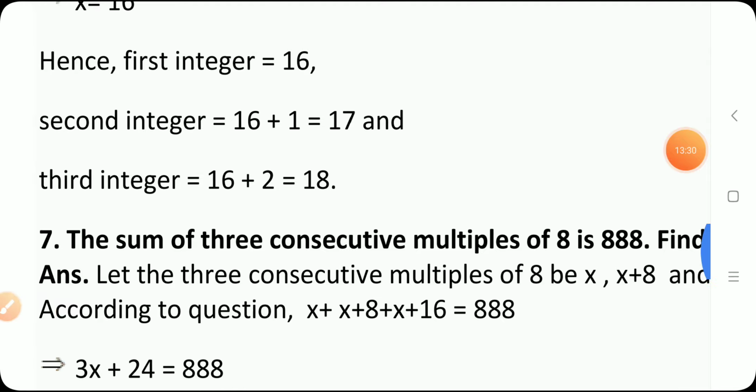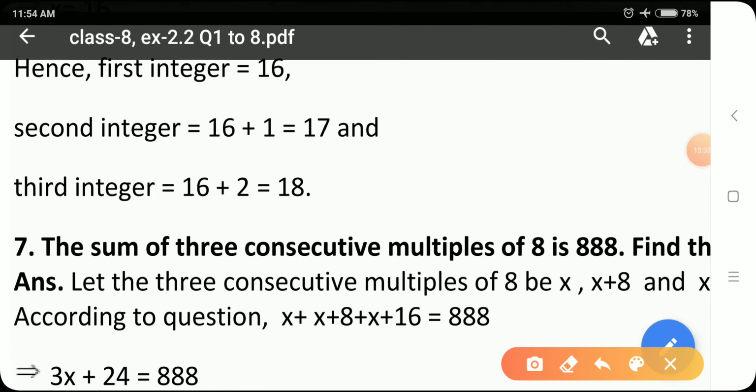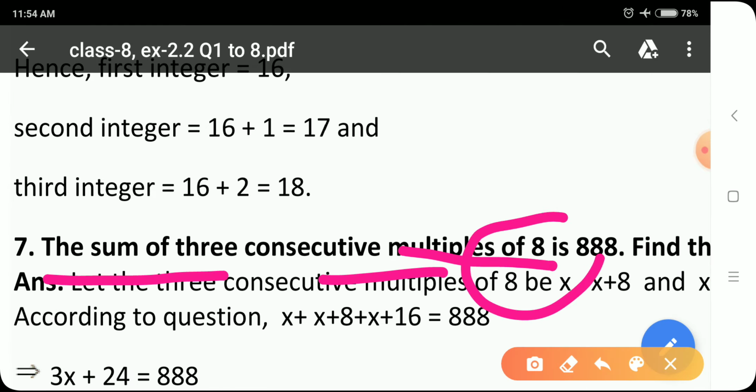Now the next question is the sum of three consecutive multiples of 8. Multiples of 8.